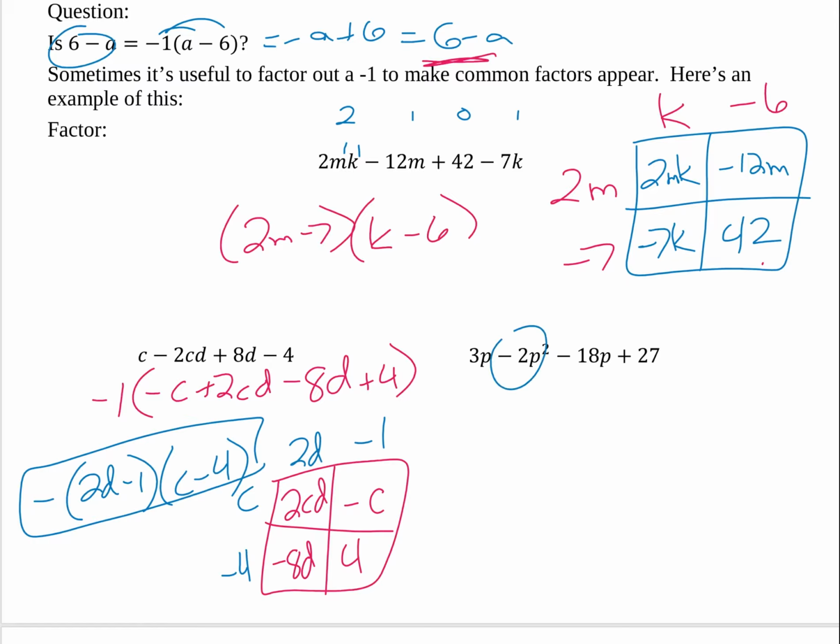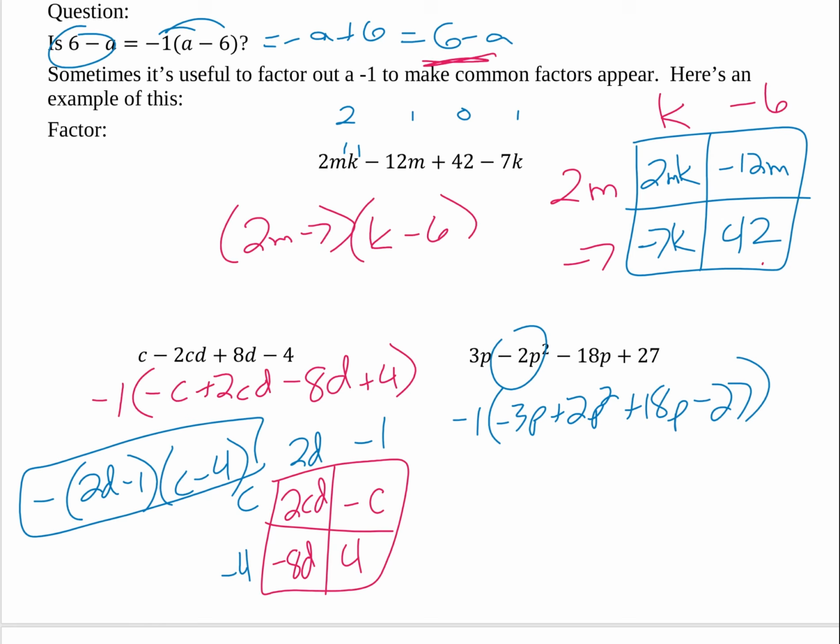-2p squared, right now. And that can't be. So we have to pull out a negative. So I pull out -1. What do we get then? -3p plus 2p to the second plus 18p minus 27. Yep, all it does is change the signs of what was there originally.